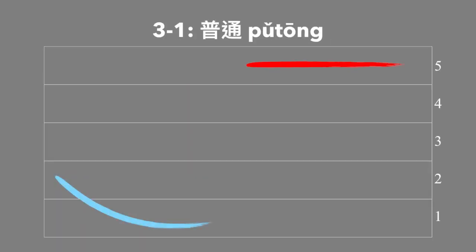Okay, here's a 3-1 combination. 普通，普通. Again, we have that half-third tone. 普通. Another thing to keep in mind with a 3-1 combination is that it's a good indicator of where the bottom and top of your tonal range should be.